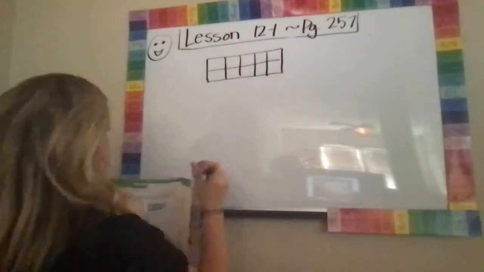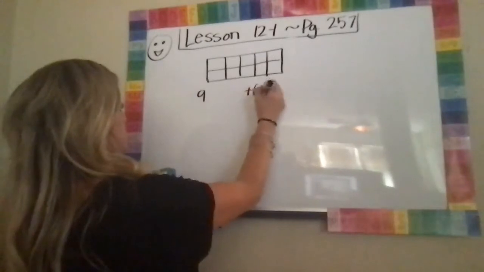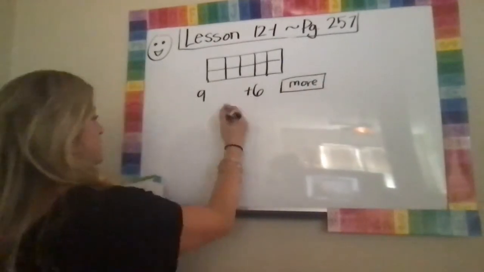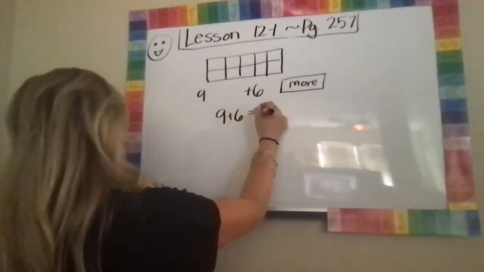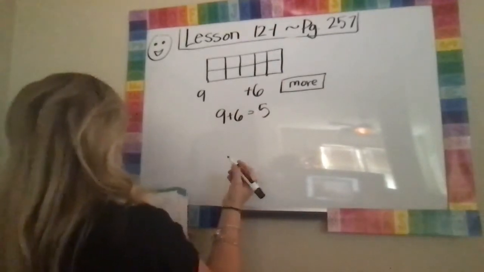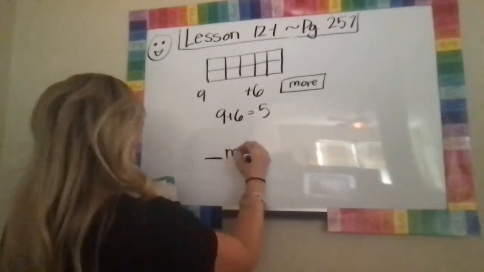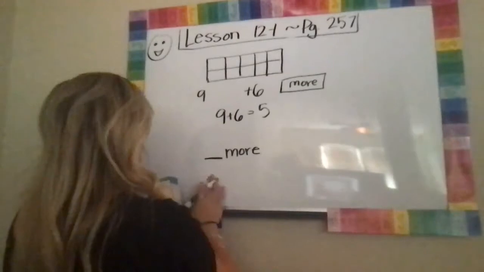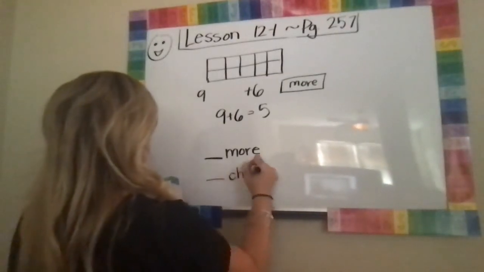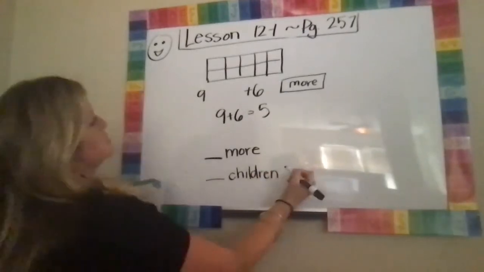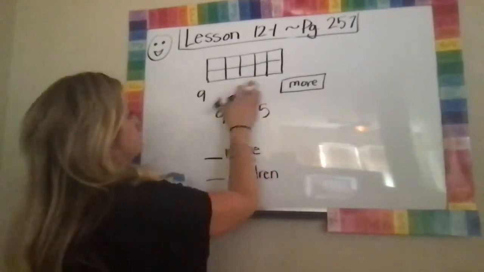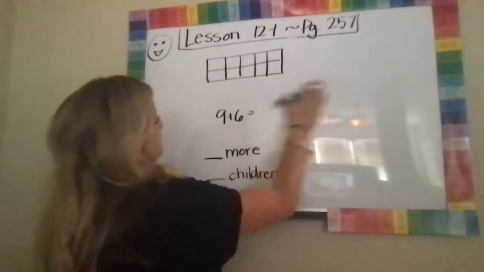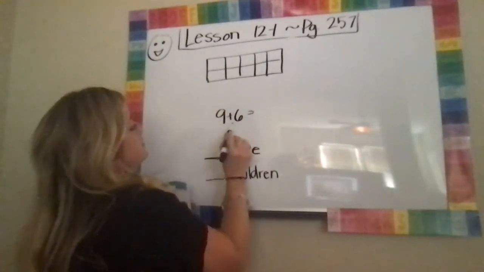It's a tens frame. 9 children are on the bus, plus 6, because it said the keyword is more. That means you're adding. So your equation is 9 plus 6 equals how many children are on the bus. So it says blank more and blank children. Okay. So I did not leave enough room, so I'm gonna erase this. Why did I do 9 plus 6 equals 5? I don't know, obviously. So we're gonna do 9 and then those 6 more children.